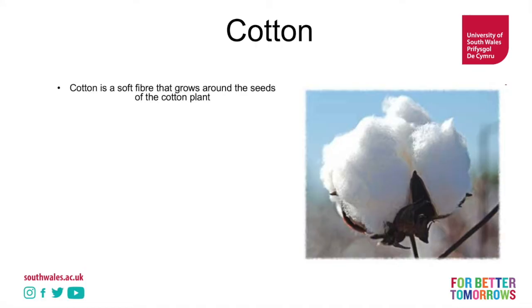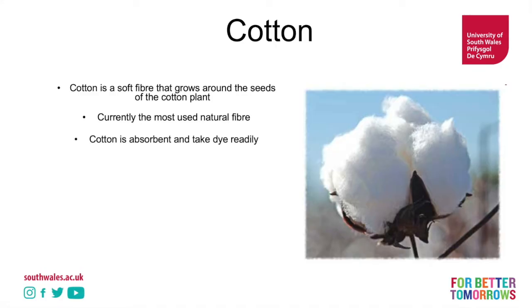Okay, let's talk about cotton for a second. Now, cotton's a soft fibre that grows around the seeds of the cotton plant. It's called a cotton boll, B-O-L, and you can see here that's how it looks naturally. It's the most used natural fibre, and it's absorbent and takes dye readily. So when we looked before at our intro section, we looked at the microscopic view of what the natural fibre looks like. You can see that cotton has lots of surface area and is able to take dye very easily.